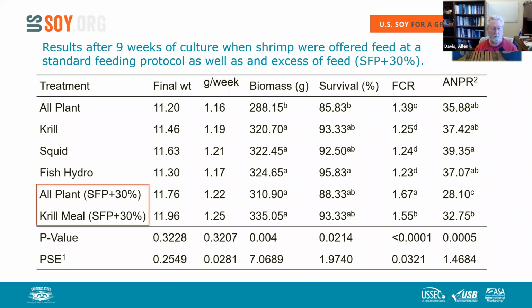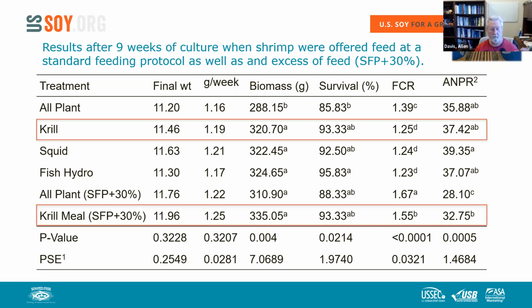And then before we ran any of these tests, our assumption was the krill meal would do the best, because that's what we saw the best performance in the laboratory. So we chose that as our other treatment, that we increased the feed by 30%. So we intentionally overfed these animals.